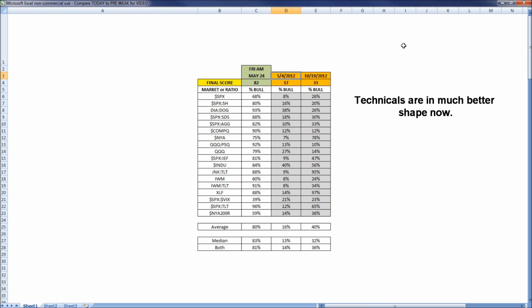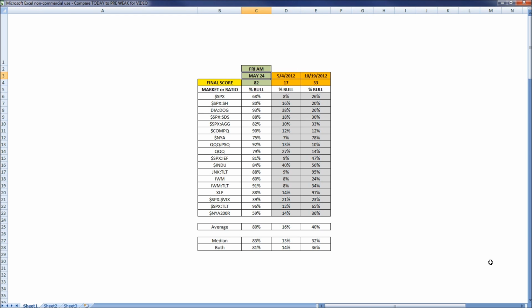On May 4th, 2012, composite score was a 17. October 19th, 2012, the composite score was a 33. What does all this tell us? It tells us that most likely, from the technical profile that we have currently as of the close on May 24th, we won't see an acceleration to the downside that lasts 1 to 3 to 6 weeks from here.